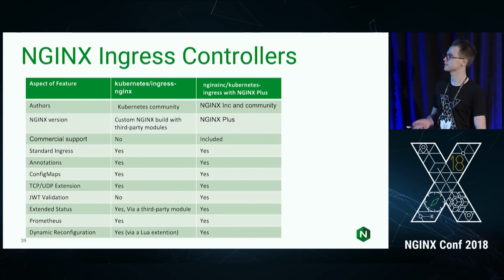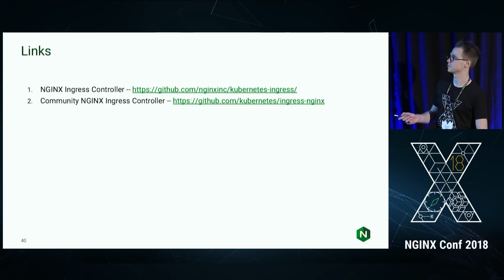There's also an NGINX Ingress controller built by the Kubernetes community, so check out that project as well. At a high level, they're very similar, but they're also different in the implementation and in how and what config is generated. So with that, I'd like to finish my presentation.